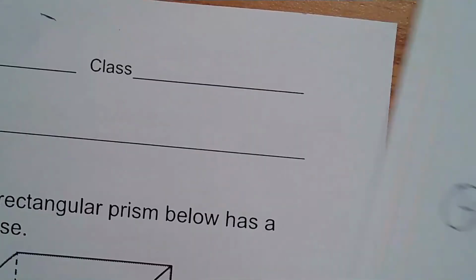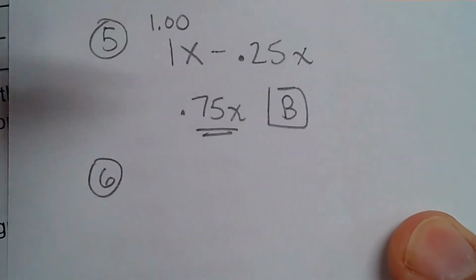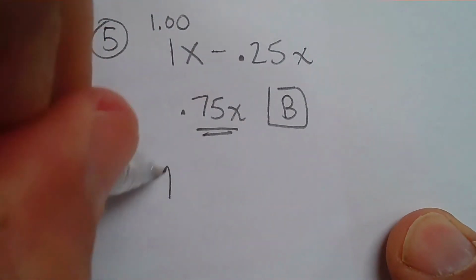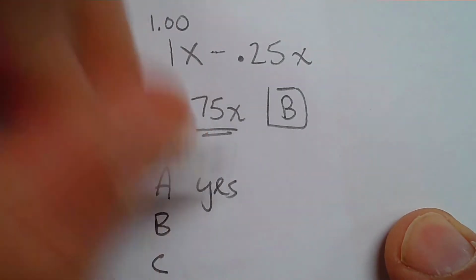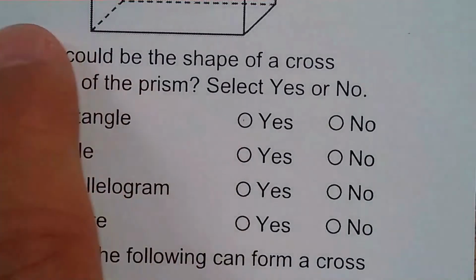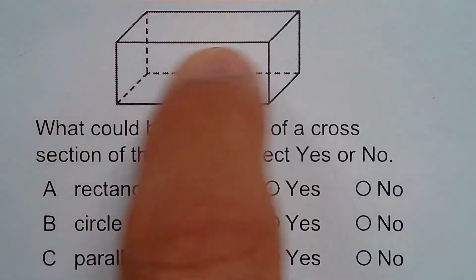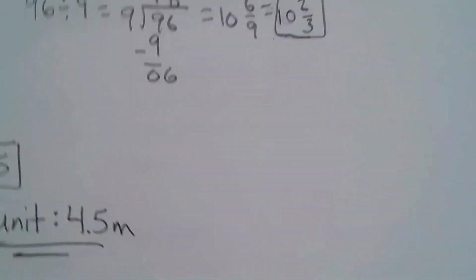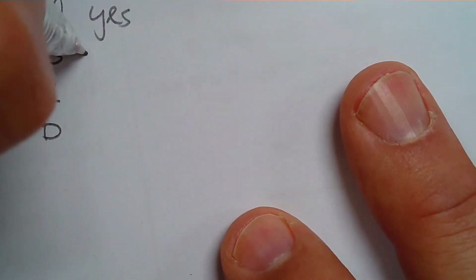Maybe I'll do number 6. Number 6 right here. A, B, C, D. Yes, you could get a rectangle as a cross section if you cut right along the side there. A circle, I don't even see how you can get a circle out of that. So I'm calling no on that one. B would be no.